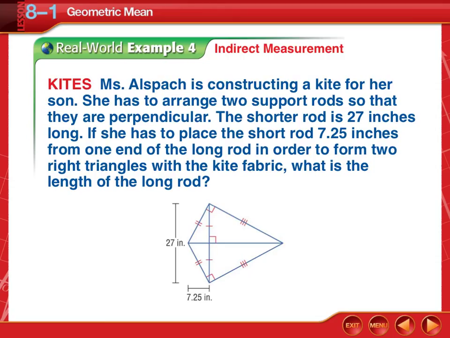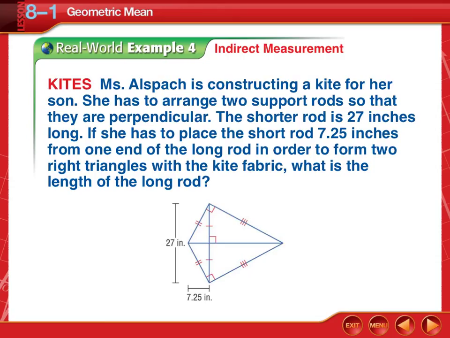Taking a look at a real-world example, in this case a kite. Ms. Alspach is constructing a kite for her son. She has to arrange two supporting rods so that they are perpendicular. By the way, that's a definition of a kite.